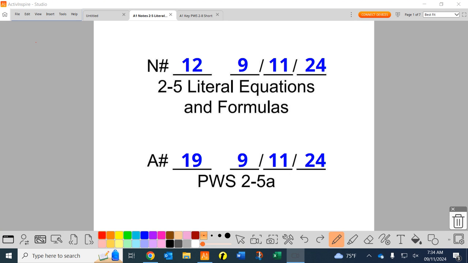Equations and formulas. This is going to be basically dealing with more than one variable in a problem, solving for a specific variable, not just solving when you're dealing with numbers and one variable. We've been doing the single variable equations only so far, where you only have one variable that you're solving for. We're now going to be dealing with equations that have 2, 3, 4, however many variables it has, plus the numbers mixed in, and you have to solve for a specific variable.